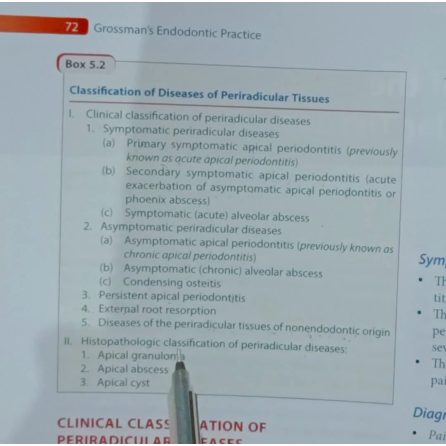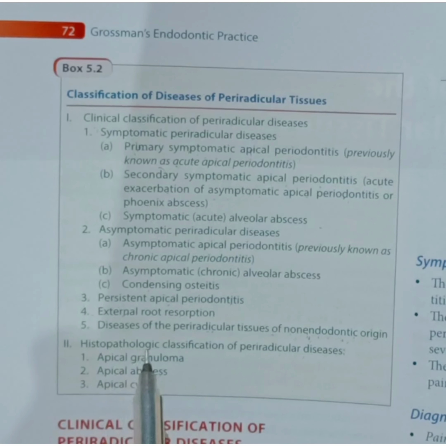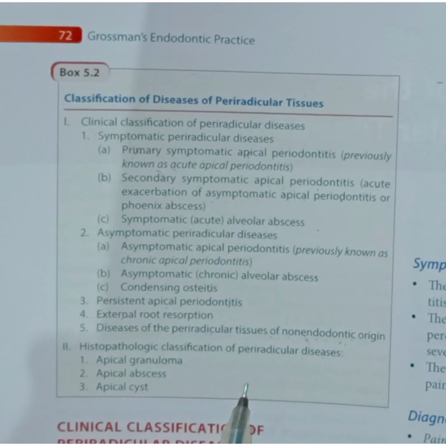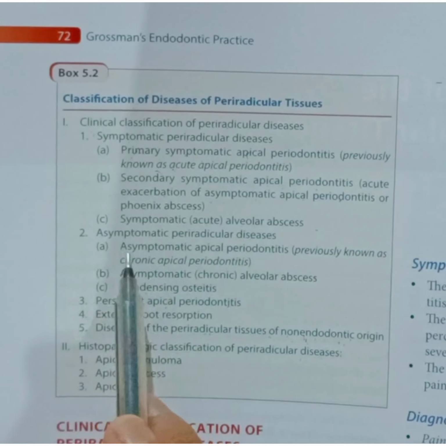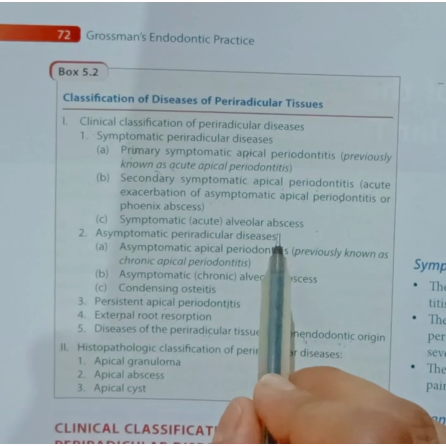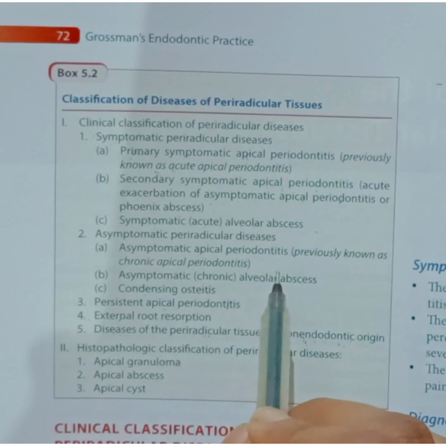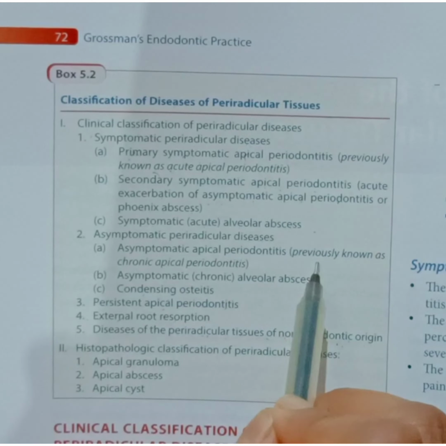Now comes the histopathology classification of periradicular diseases. So why is histopathology important? Because Grossman states that in asymptomatic apical periodontitis, see, what happens? There is widening of the PDL space, breakage of the lamina dura, and also periradicular radiolucency in the chronic phase.